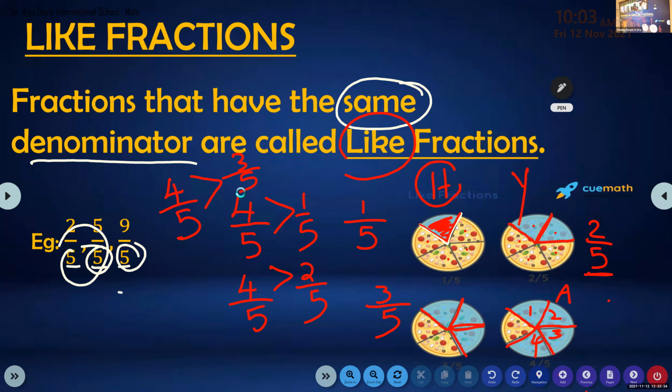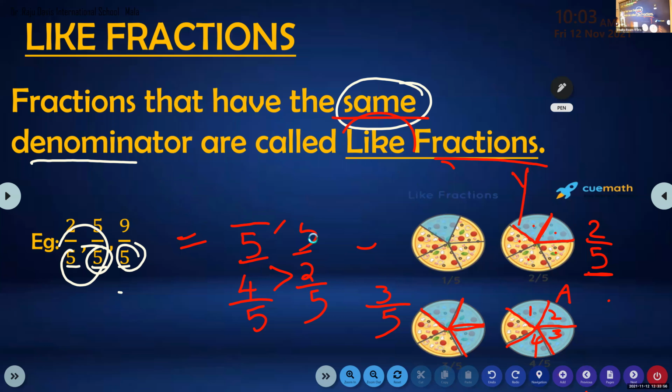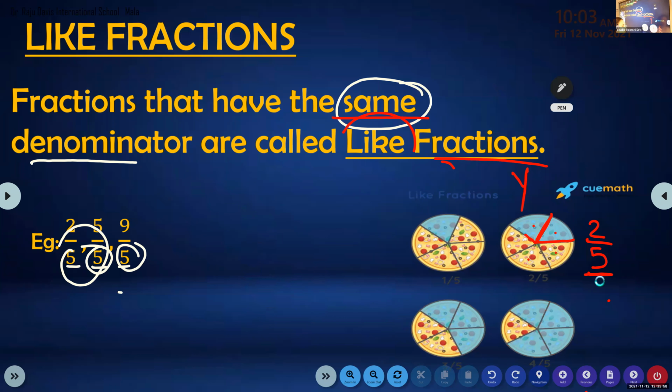So children, look at the numerator. If the number is greater, we say that fraction is greater. Remember, this is only for like fractions. We are learning only about like fractions, which means fractions that have the same denominator. If the fractions have the same denominator, you can see that the one with the bigger numerator is the greater fraction.